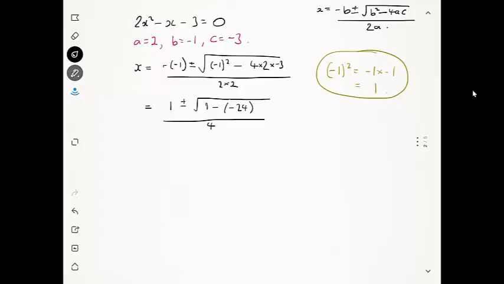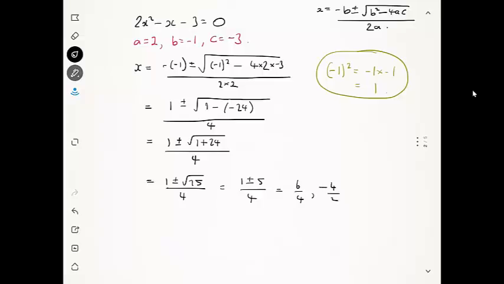And again, I'm just going to take this really slowly. 1 plus or minus the square root of 1 plus 24 all over 4. So it's 1 plus or minus the square root of 25 all over 4, which is just 1 plus or minus 5 all over 4. So it's 1 plus 5 is 6 over 4. 1 minus 5 is minus 4 over 4. So my two answers are 3 over 2 and minus 1.